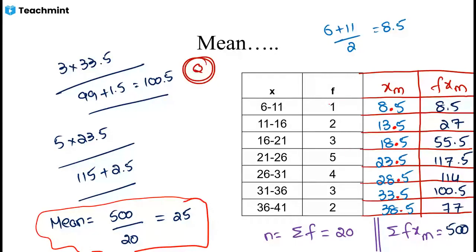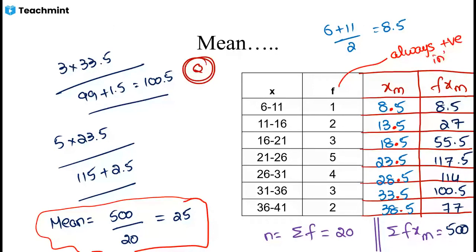How many times the data 6 to 11 is occurred. In that given information 6 to 11, how many observations occurred. That will be integer only. F is always integer. F is not decimal. So this xm may be integer or decimal. So integer into decimal, how to handle? First multiply with integer, then this decimal point you can do later. This is always integer only.